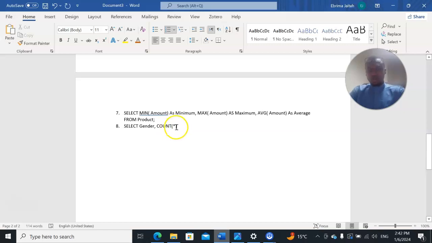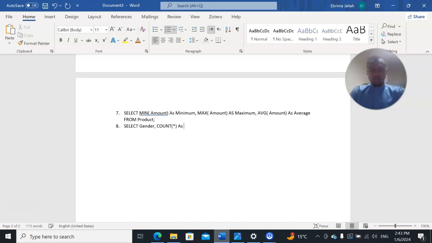If you say count and put asterisk, it means the number of occurrences of these genders. So that's the importance of this count here. So select count, in bracket open, you say asterisk. Okay, now as what?